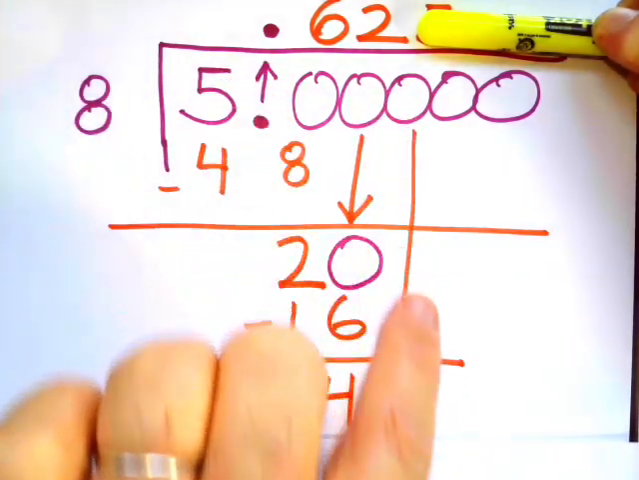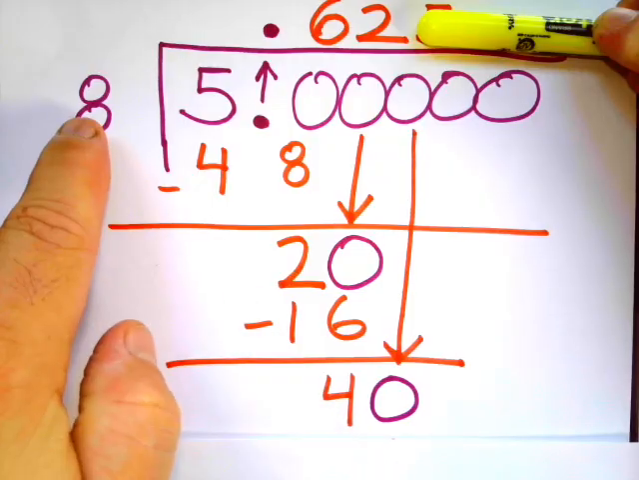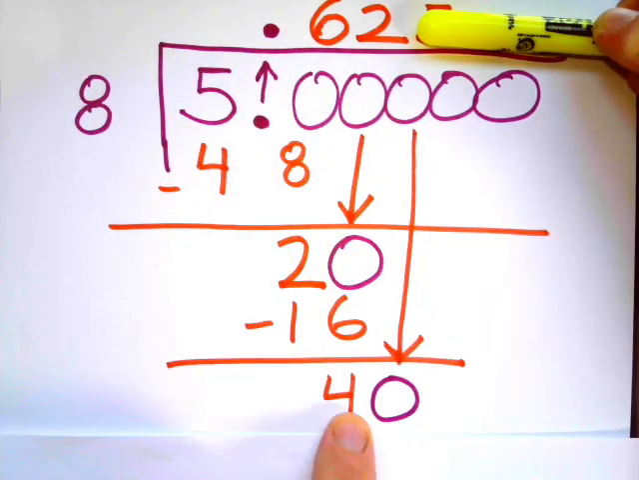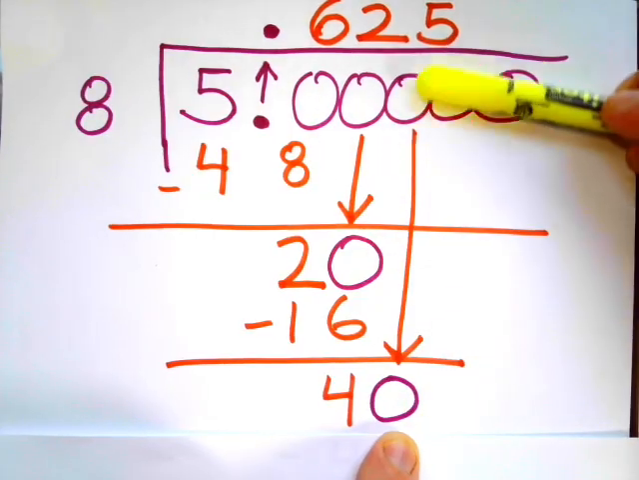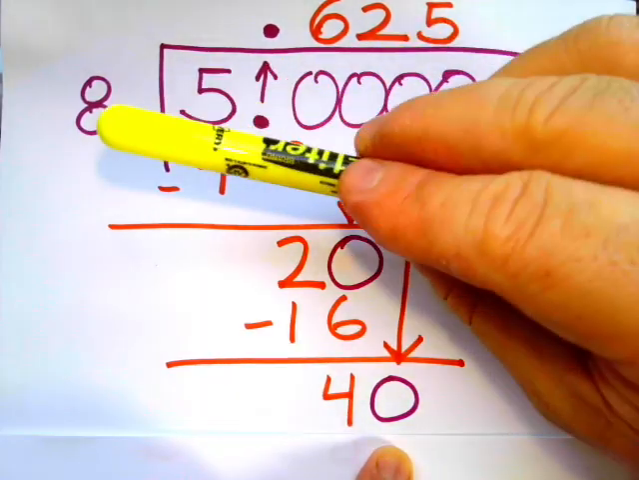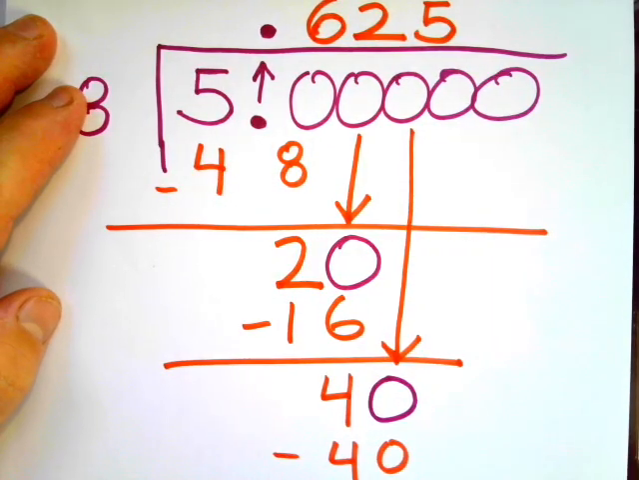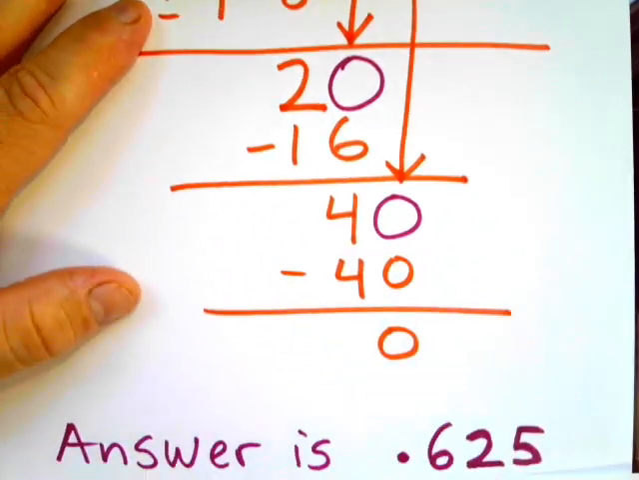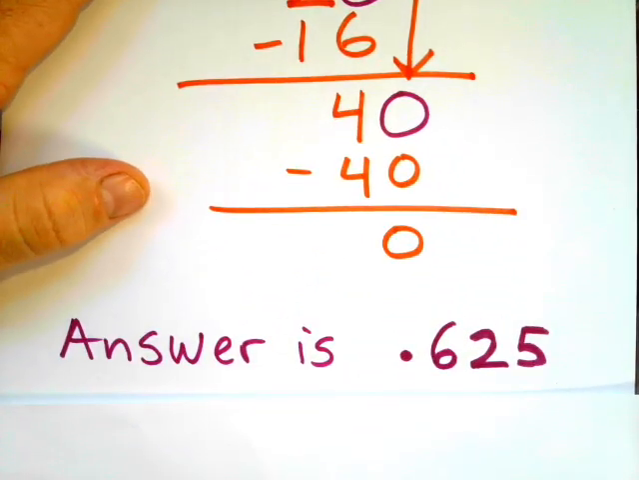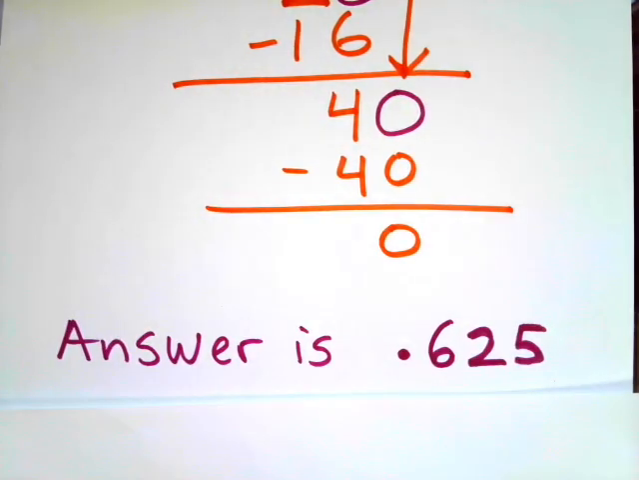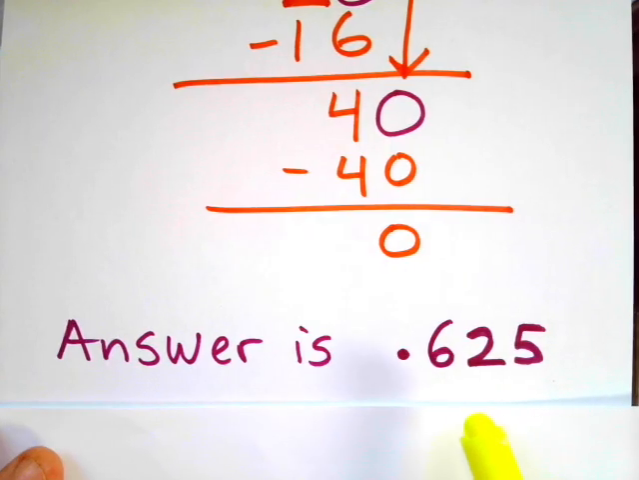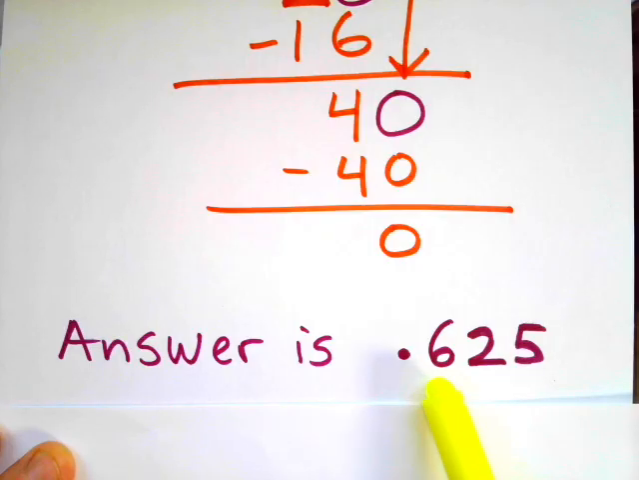I'm going to bring down that 0 all the way down here, put it next to the 4. What number times 8 gives me 40? That's 5. And right above that 0, I'm going to put the 5. 8 times 5 is 40. I'm going to subtract 40 from 40 to get 0. So my answer is 0.625. That's my answer. Another way to say this is 625 thousandths.